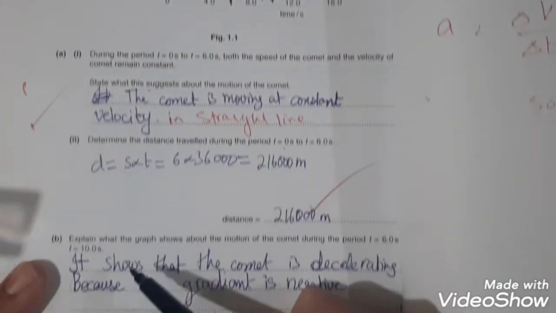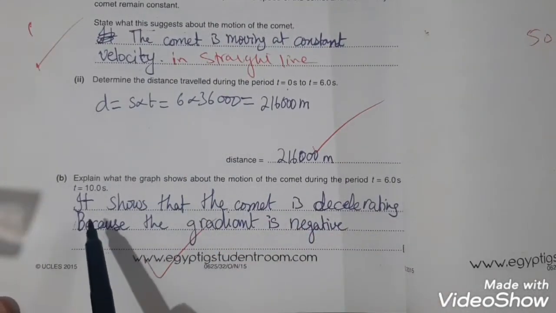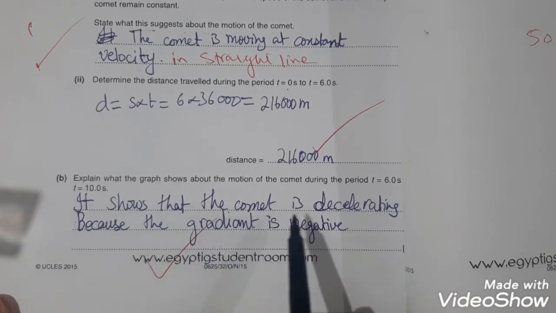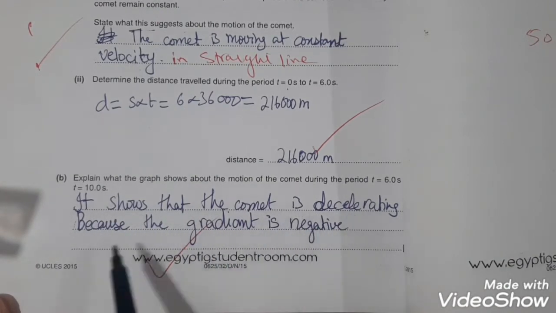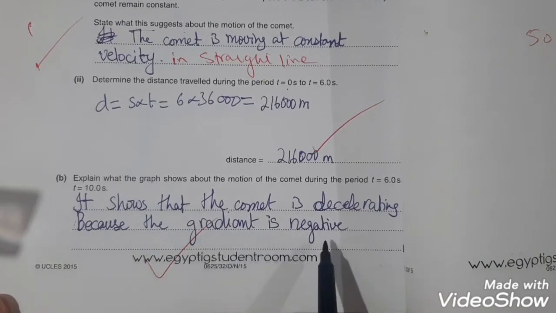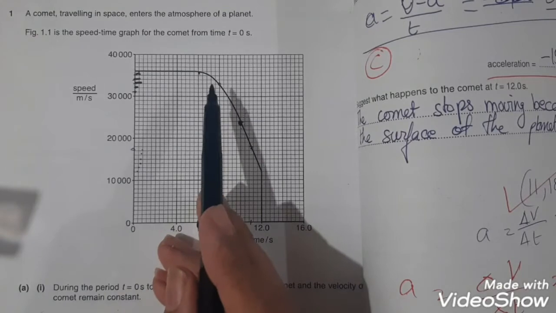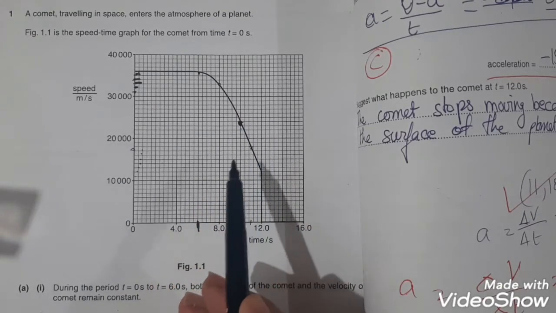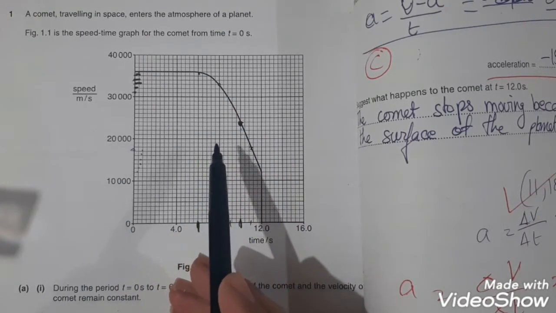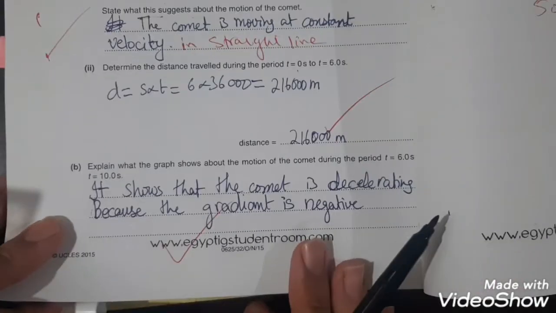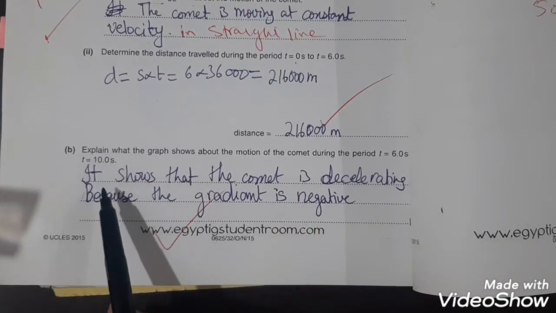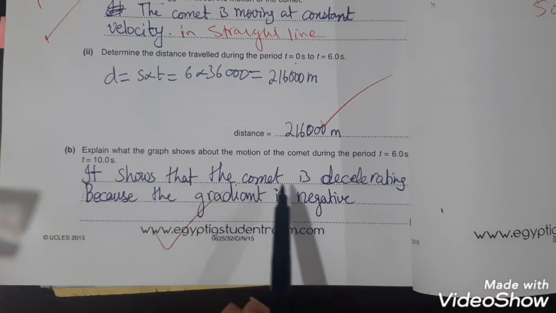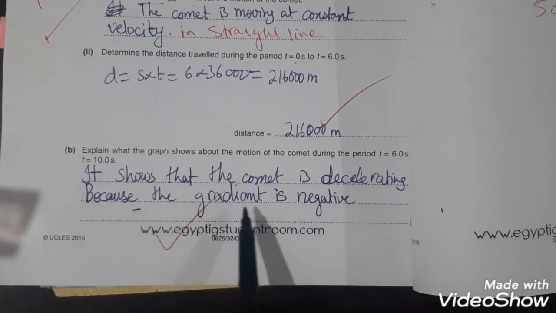So the answer will be it shows that the comet is decelerating because the gradient is negative. So when the speed time graph is sloping downwards, this means that the object is decelerating. So the final answer for question B is it shows that the comet is decelerating because the gradient is negative.